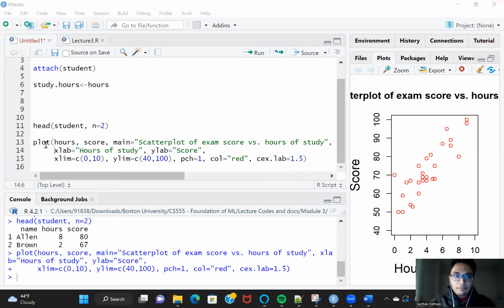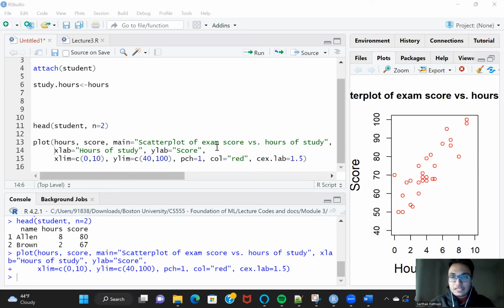By the way, this is the data that we have. I'm showing the first two rows. We have the name of the student, hours of study, and score. So when you plot the scatter plot using the plot function, you give a few parameters and attributes as I've shown. Now, what are those attributes? First, you need to give your explanatory variable. Then you have to give your response variable.